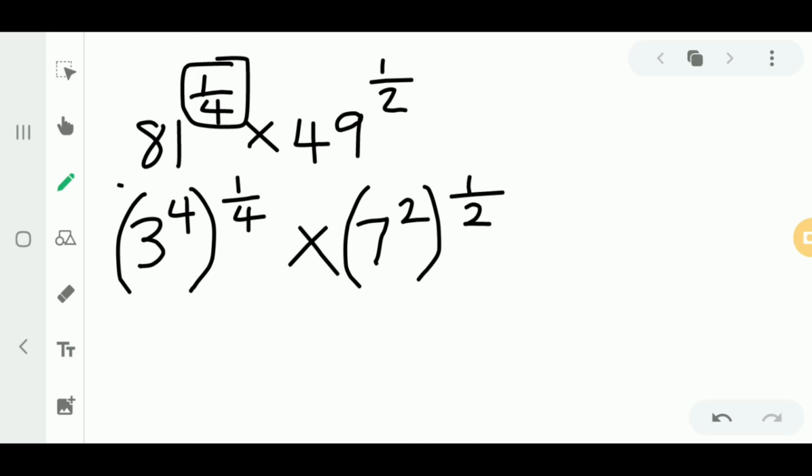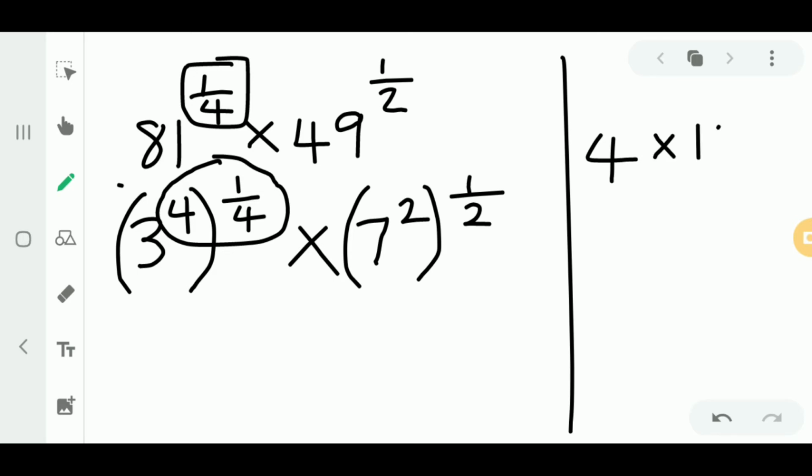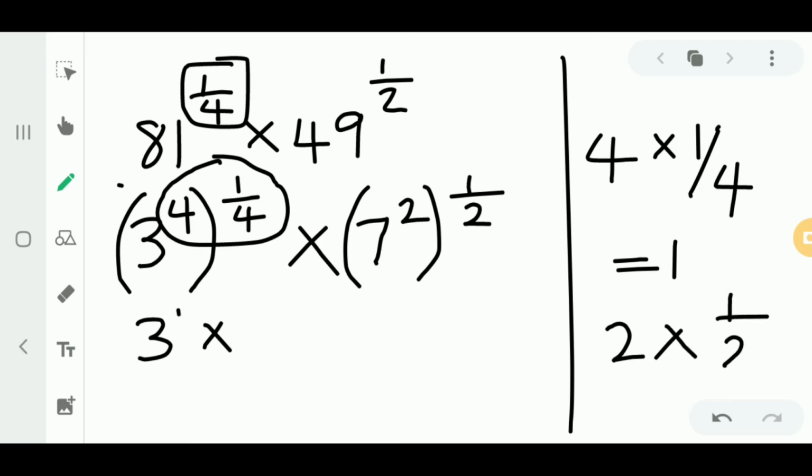Now, we know that when we have powers like this, we are multiplying them together. So, rough work, 4 times a quarter would give you 1. So this is saying 3 to the 1. Then 2 times a half also gives you 1. So these cancel. So what you have is 3 to the 1 times 7 to the 1, which is saying 3 times 7, which is 21.